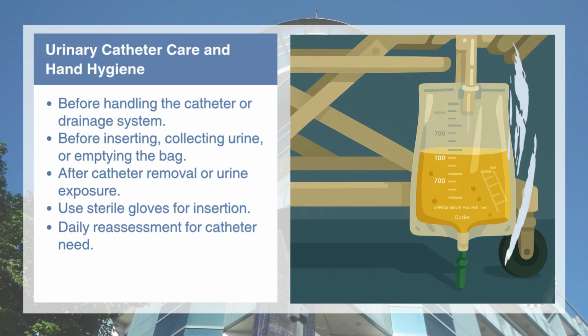Always perform hand hygiene before and after manipulating urinary catheters to prevent urinary tract infections. This includes before insertion, when collecting samples, or emptying the drainage bag. Proper catheter care reduces the risk of catheter-associated urinary tract infections, CAUTIs, one of the most common healthcare-associated infections.